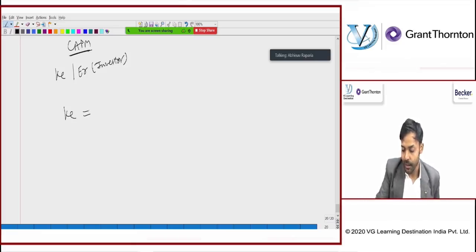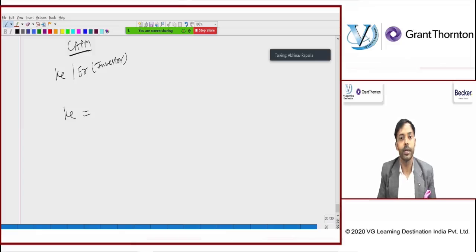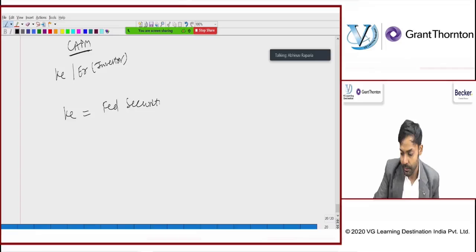The investor is saying, okay, I don't want to take any risk. I just want the safest instrument. What can I do to have that? You can say, okay, you want the safest investment, go and invest in the Fed securities. That is the safest in the world, safest on the earth to have this investment. So you go and invest in that. This is called the RFR.